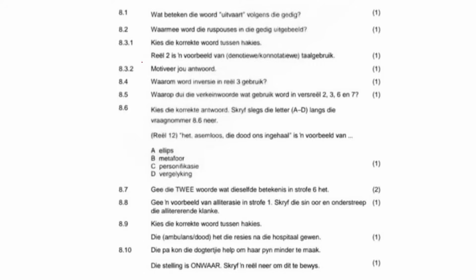8.1. Wat beteken die woord uitvaart volgens die gedig? So what does uitvaart mean in this poem? Uitvaart in this poem means doodgaan of sterf. So when someone dies. Remember, this was a poem that was written by a father of a young child that died, right? So he's not going to say, haar dood. He's going to use something softer, more graceful to describe the death of his daughter.